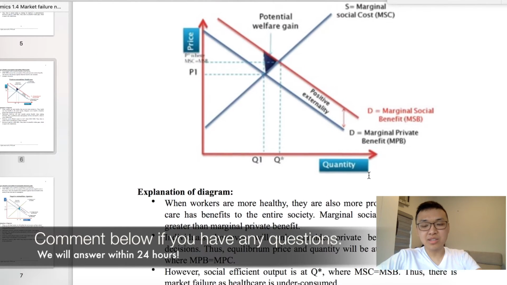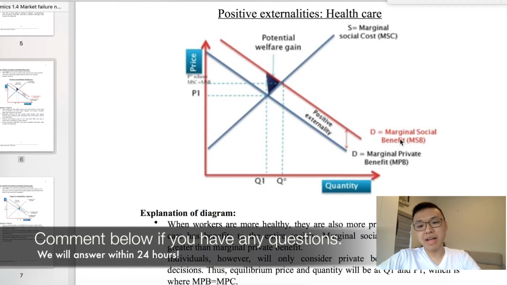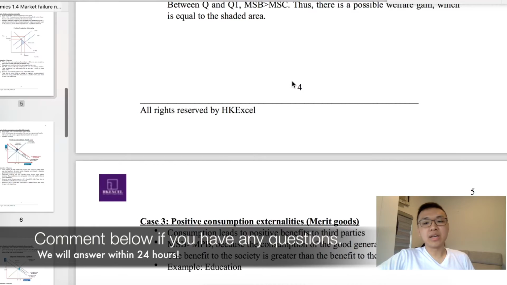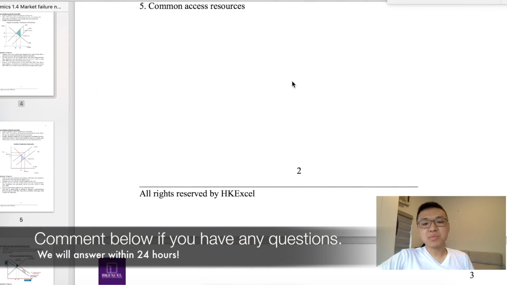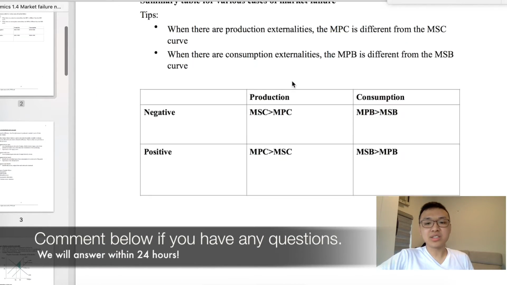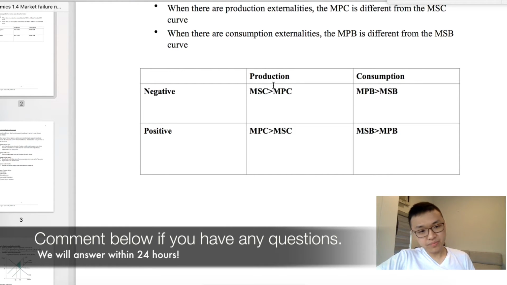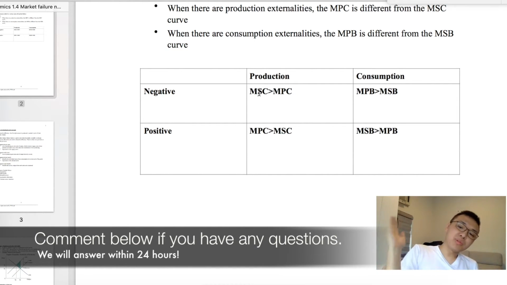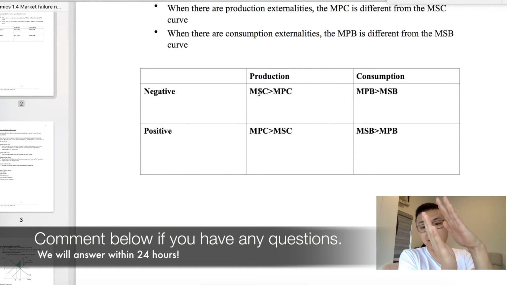If it's positive consumption, it's also two demand curves, but now MSB is greater than the MPB, right? And then you draw one supply curve. Okay. Now let's move on to the production externalities. Production externalities, you will always draw two supply curves because production has to do with the supply. So draw two supply curves.